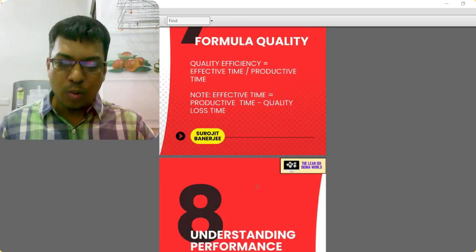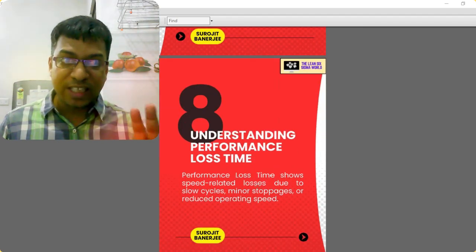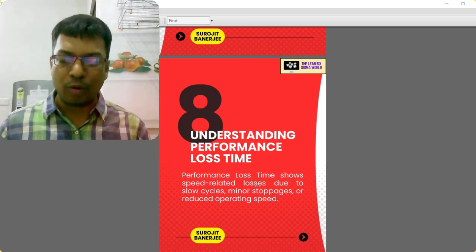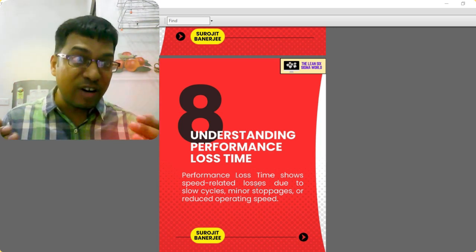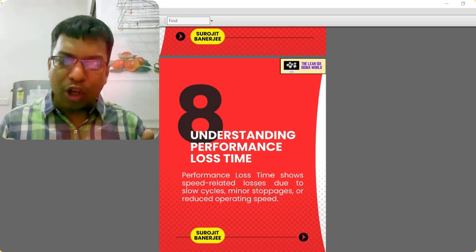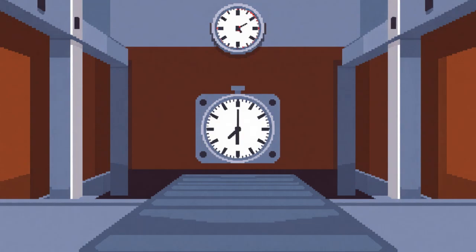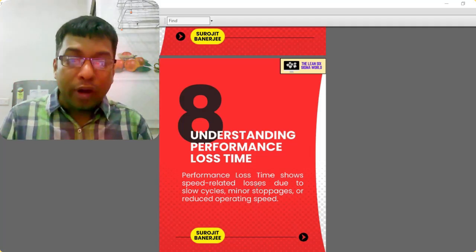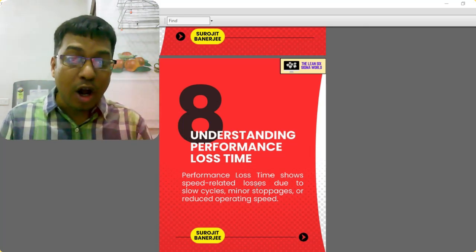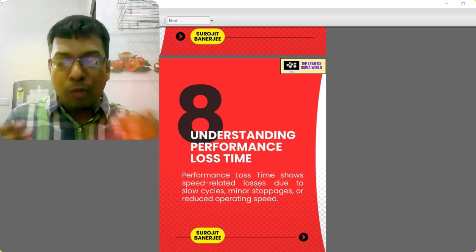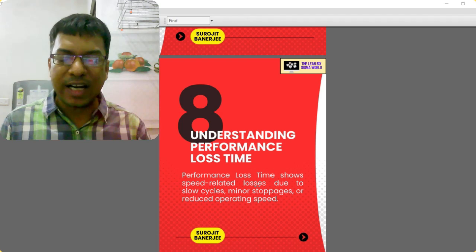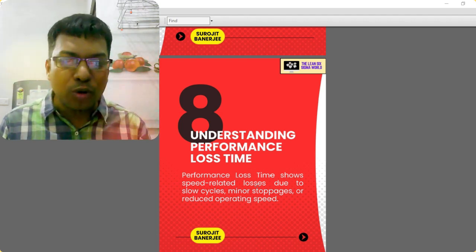Now, we need to understand the two terminologies that I have already explained earlier, but I have not mentioned clearly. Now I will mention it. That is the performance loss time. What is the fundamental of performance loss time? Performance loss time basically shows the speed-related issues due to slow cycle time, minor stoppages or reduced operating speed. If you perform to your full potential, you can produce, suppose, 10 components in 420 minutes, but you have actually produced 5 components.